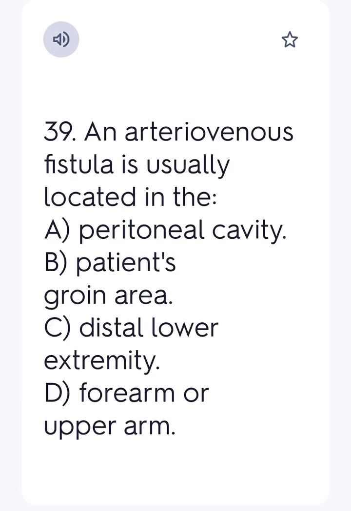39. An arteriovenous fistula is usually located in the A. peritoneal cavity, B. patient's groin area, C. distal lower extremity, D. forearm or upper arm. Ans, D.